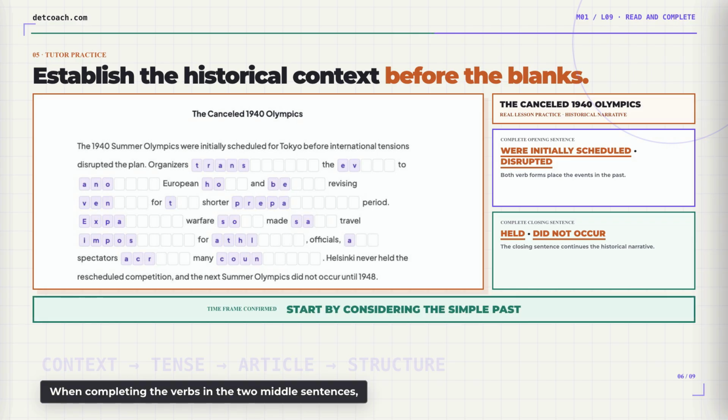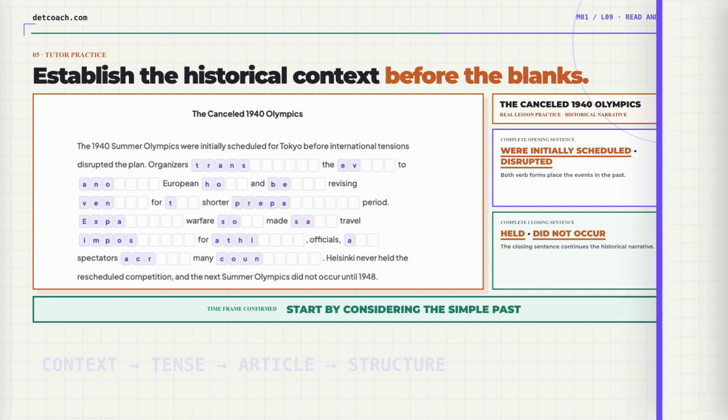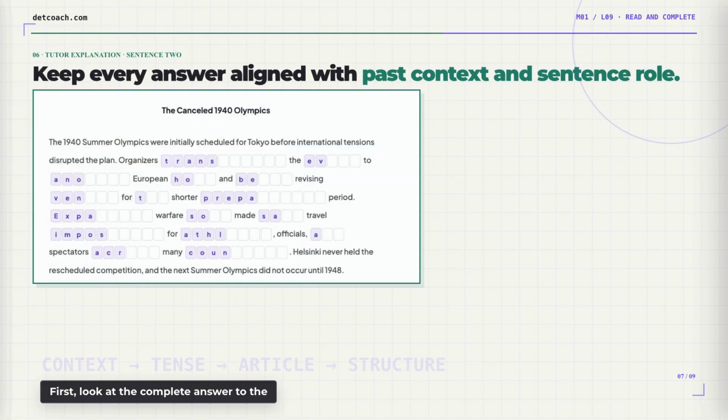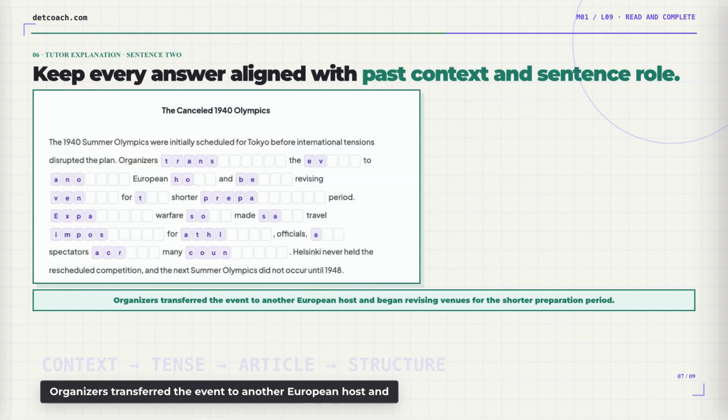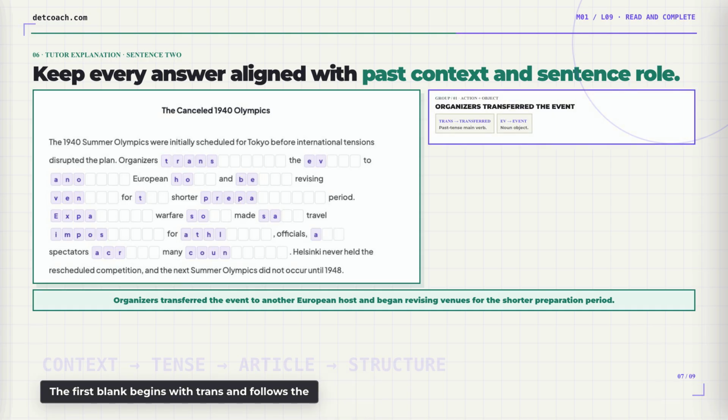When completing the verbs in the two middle sentences, start by considering the simple past. First, look at the complete answer to the second sentence. Organizers transferred the event to another European host and began revising venues for the shorter preparation period. The first blank begins with trans and follows the subject, organizers. It requires a past tense main verb, so the answer is transferred.